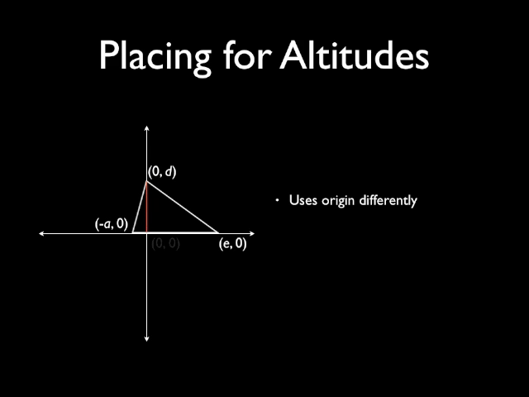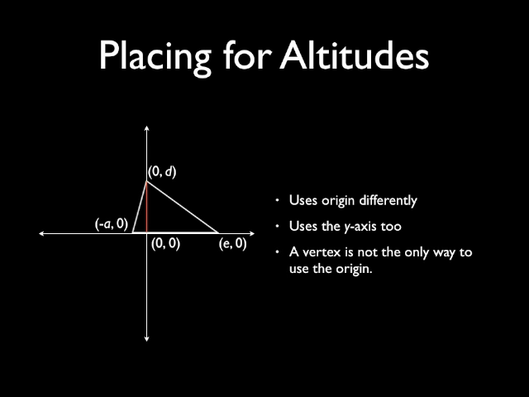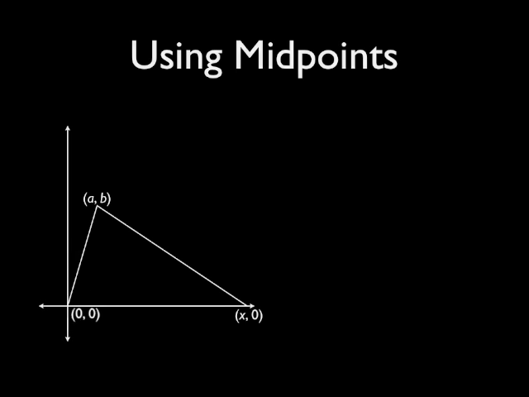Notice when we drop the altitude in from the top vertex, we end up with the point 0, 0 for the other coordinate of the altitude. So not only does this setting use the origin, it also uses the y-axis. So remember, a vertex is not the only way to use the origin. Now let's see what happens as we talk about using midpoints. Notice how I've gone back to the original setting for this scalene triangle. We're using the origin of 0, 0 for one of the vertices, and the other 2 vertices use completely different variables because it's a scalene triangle.